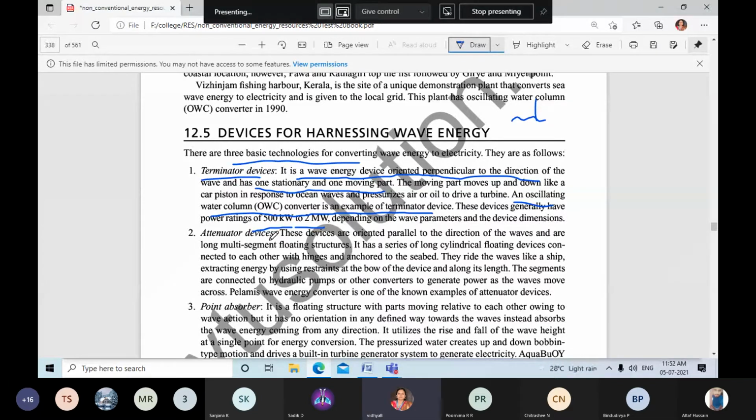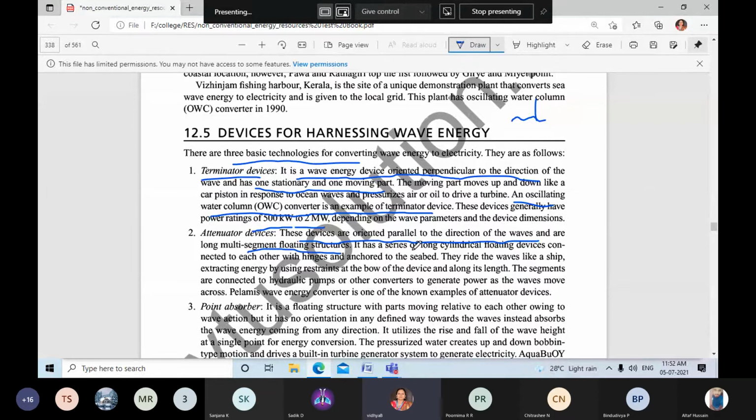Next is the attenuator devices. These devices are oriented parallel to the direction of the waves. Terminator devices are perpendicular. Okay, one is stationary and one is moving. Here it is oriented parallel to the direction of the wave, and it is a long multi-segment floating structure.